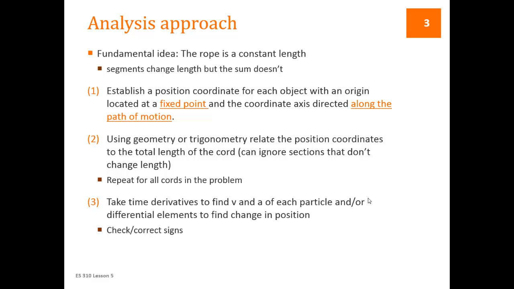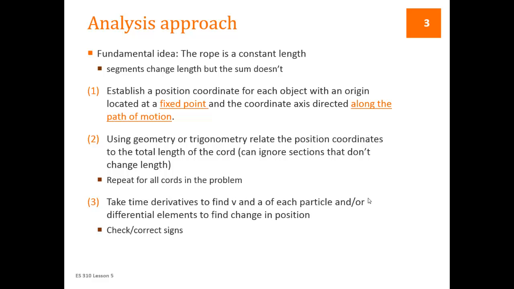So the first thing we need to do then is to establish a coordinate, an origin, that's at a fixed point, and then for each object that we're interested in, or each segment of the rope, we're going to draw from a fixed point to that object along its path of motion, and that's going to be our distances. Next, we're going to use geometry or trigonometry to relate all the position coordinates to the total length of the rope. While we're doing this, we can ignore sections that don't change length. And we'll see this in the examples.